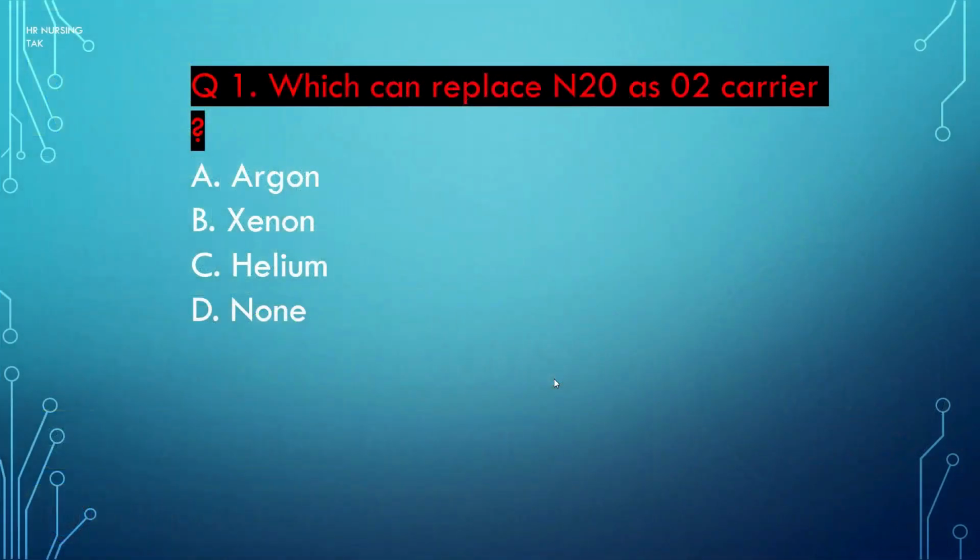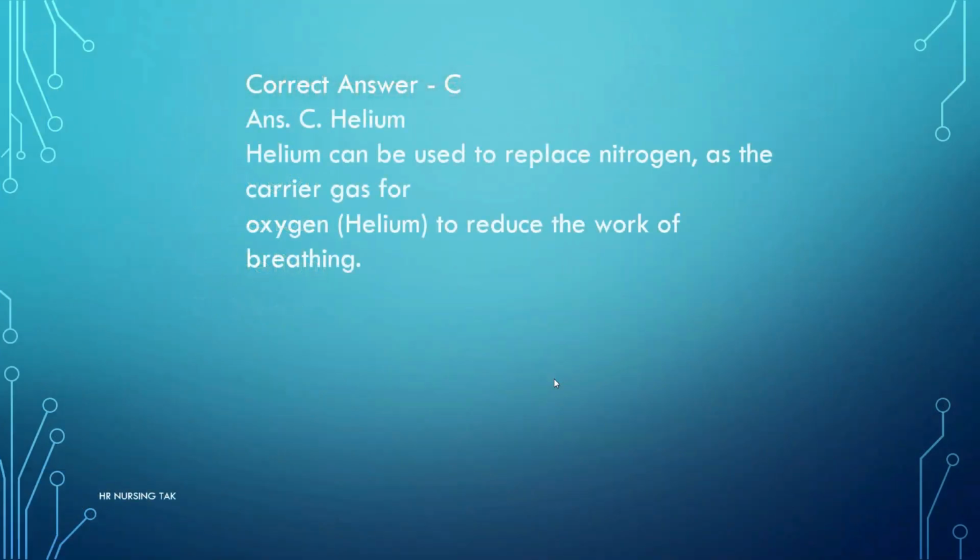Question 1. Which can replace N2 as O2 carrier? A. Argon, B. Xenon, C. Helium, D. None. Correct answer C. Helium. Helium can be used to replace nitrogen as the carrier gas for oxygen to reduce the work of breathing.